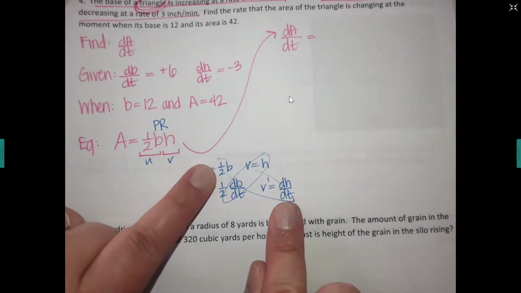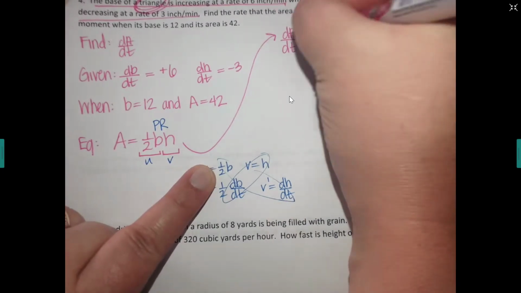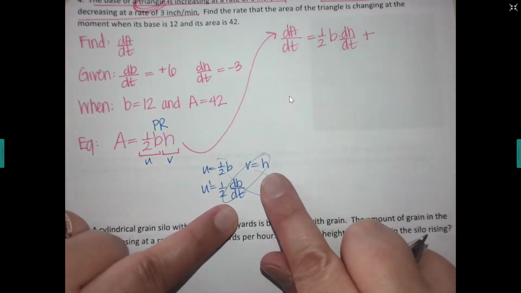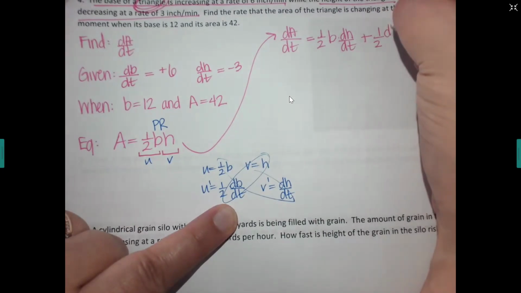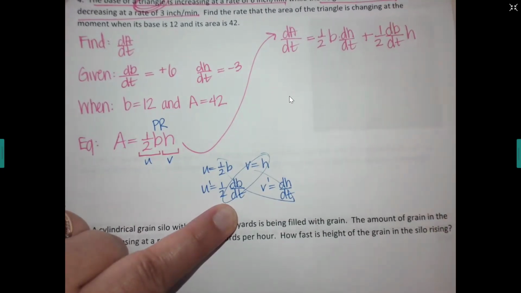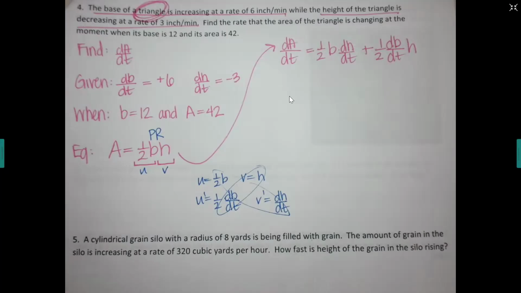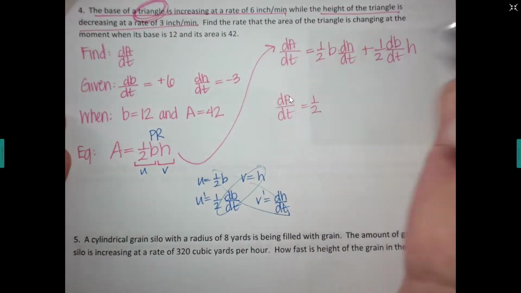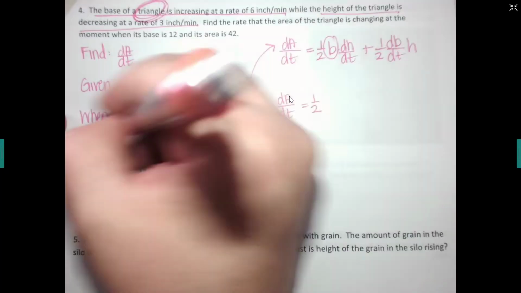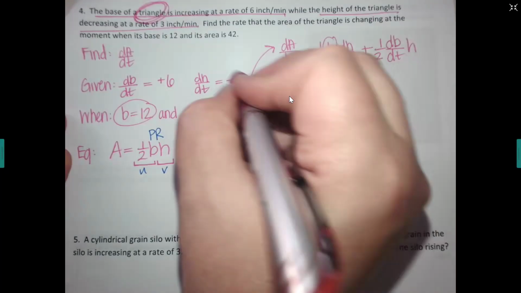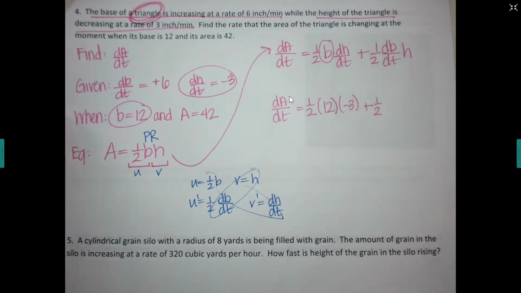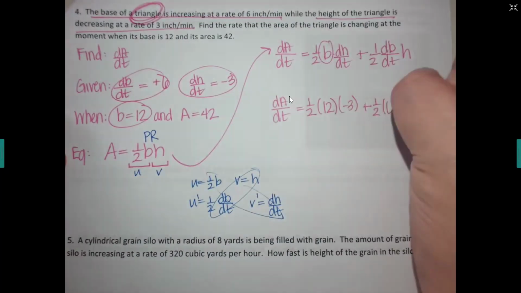So I'll write this one first, I guess. It'll be 1/2 B dH/dt plus, and then this diagonal will be 1/2 dB/dt times H. And then we're just going to plug in our numbers from there. So dA/dt equals 1/2. My B is 12. My dH/dt is -3. Plus 1/2. My dB/dt is 6.